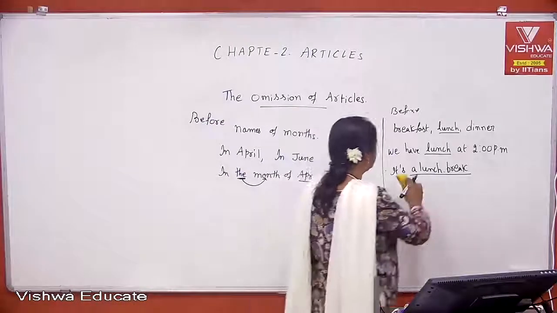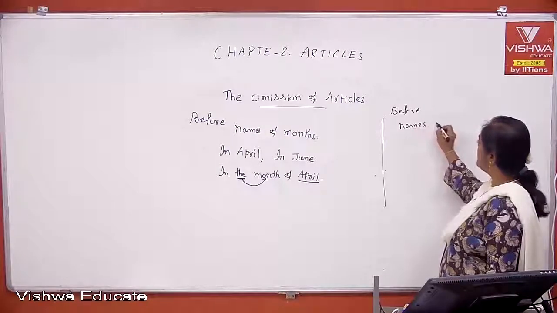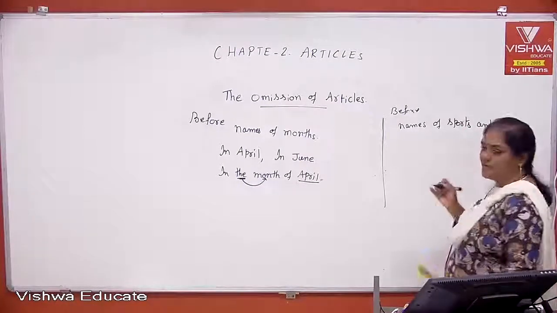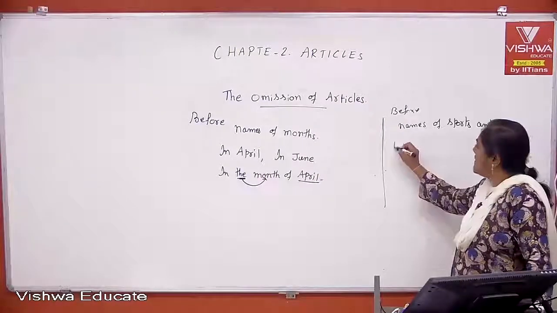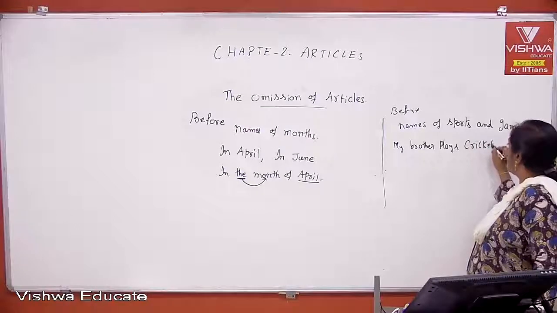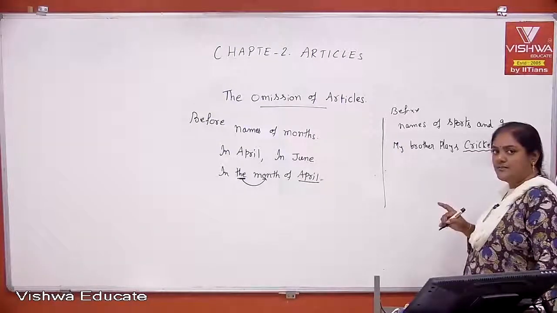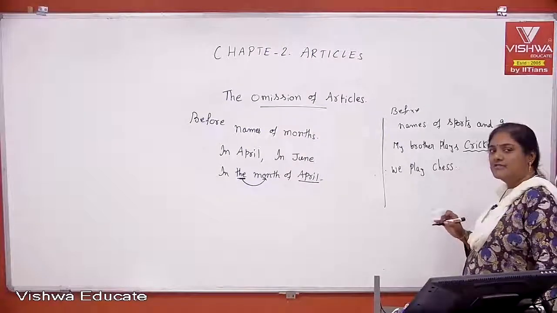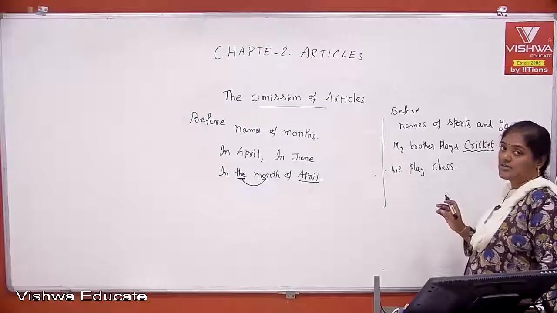Okay? Next. We do not use articles before the names of sports and games. Example. My brother plays cricket. Look at this. Name of the sport. No article before it. We play chess. So, no article before the name of a sport or game.